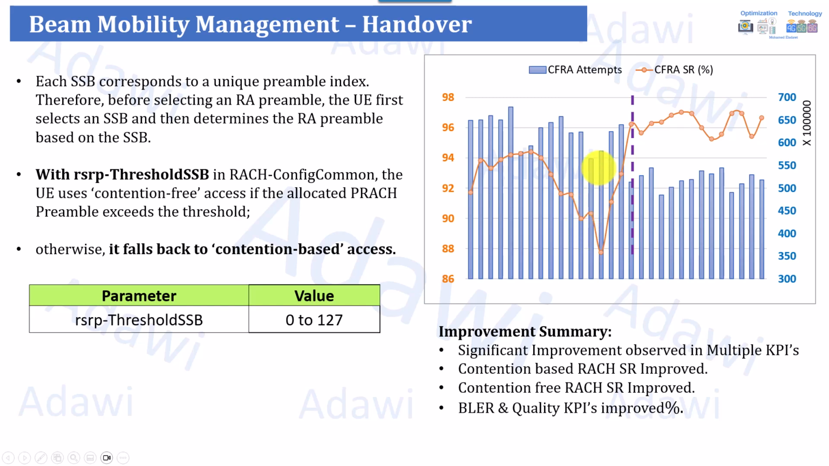This was just an example for this particular parameter, which I highlighted, that each SSB beam corresponds to a unique preamble index, which can be used for the contention-free random access procedures. Now let's move to the last part.